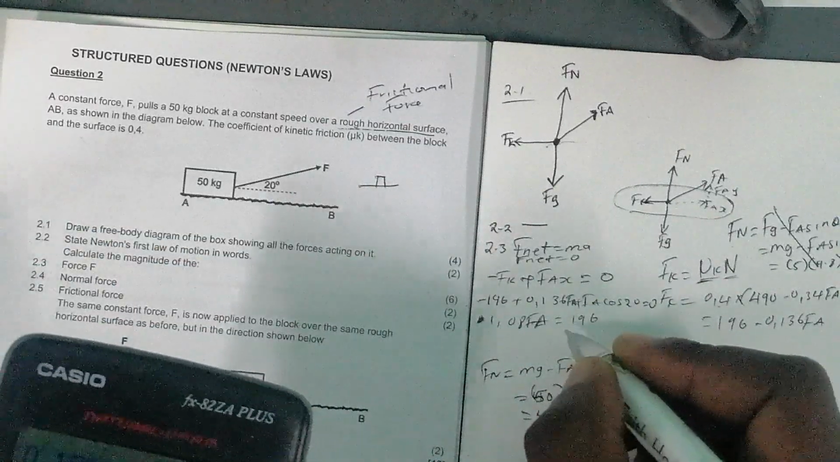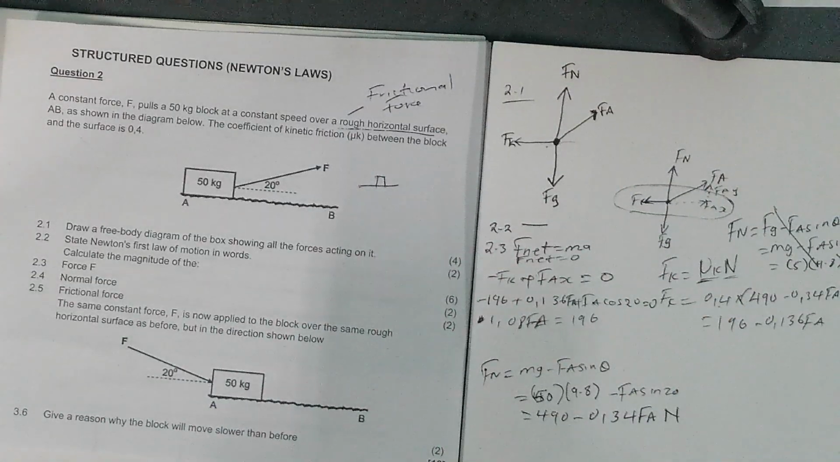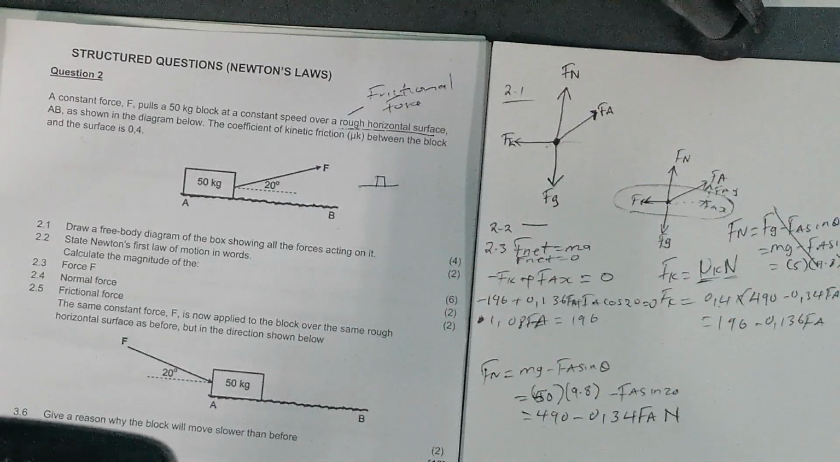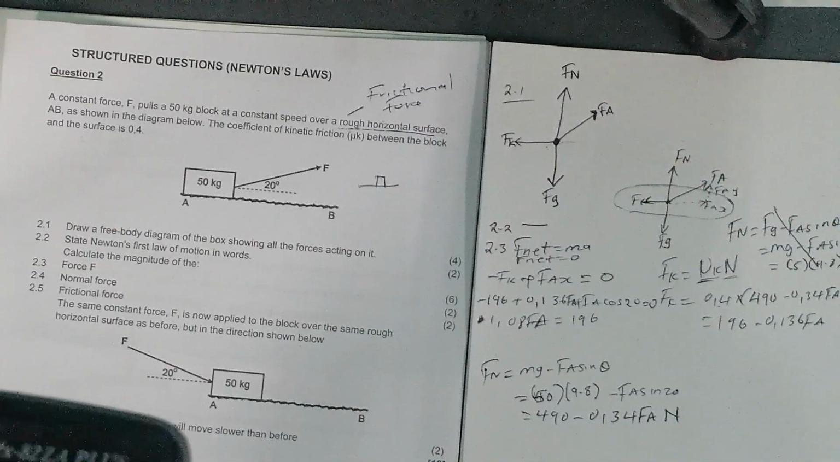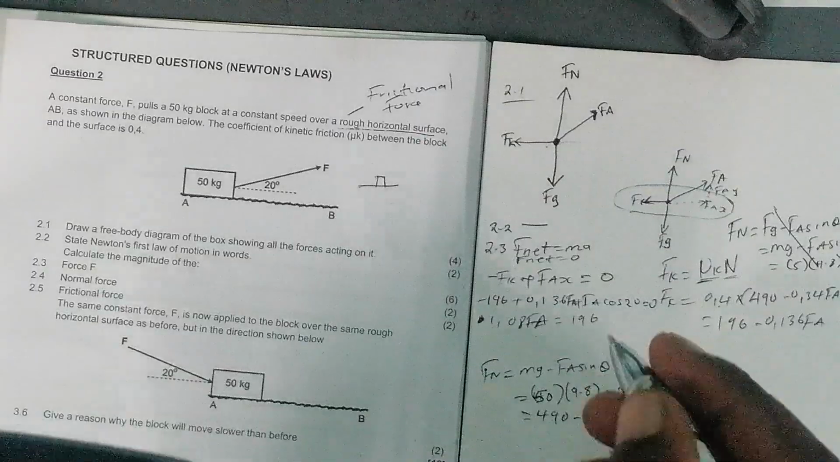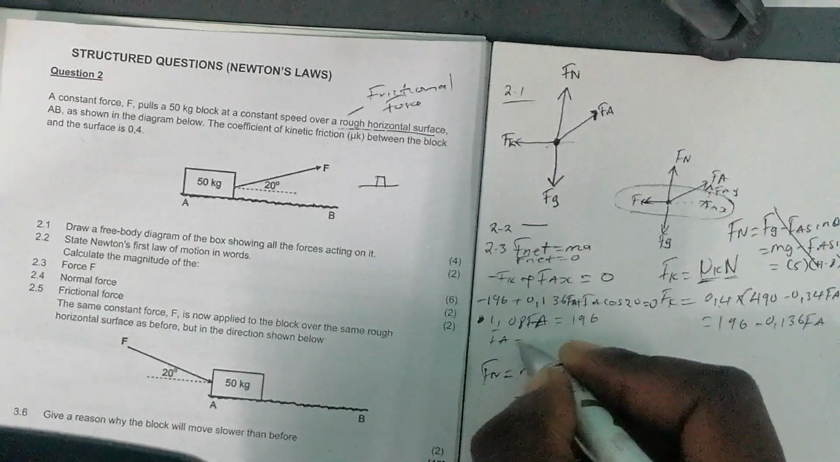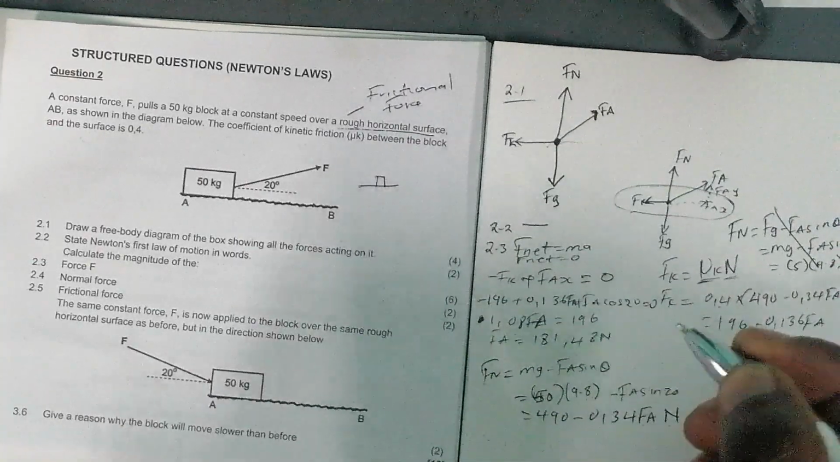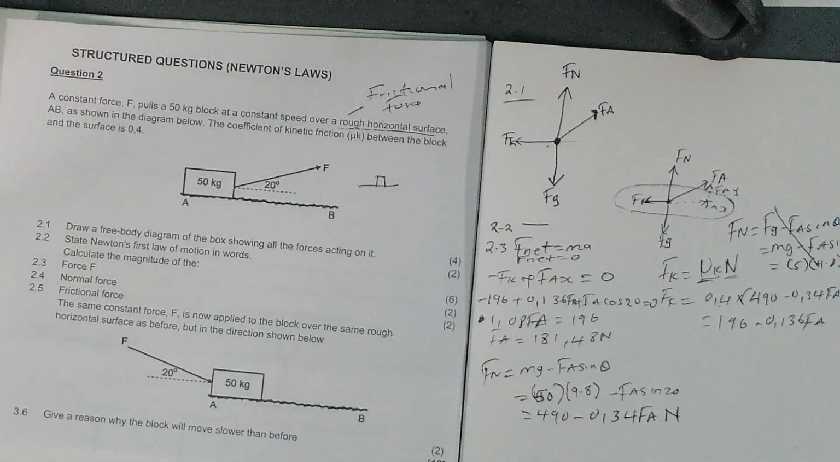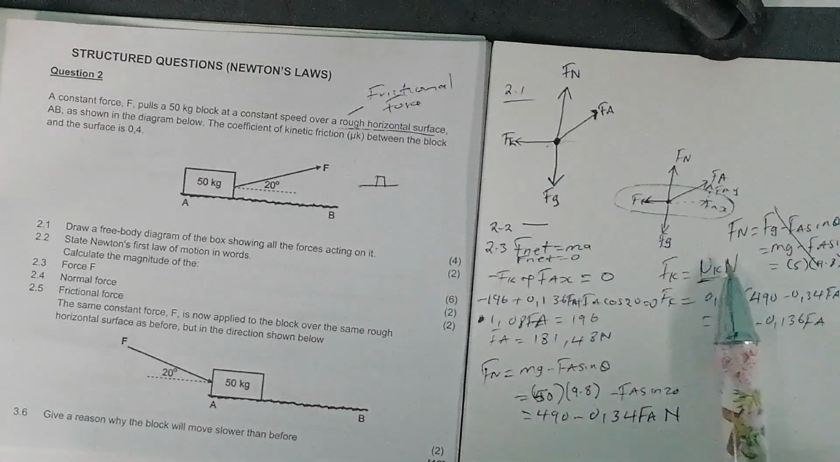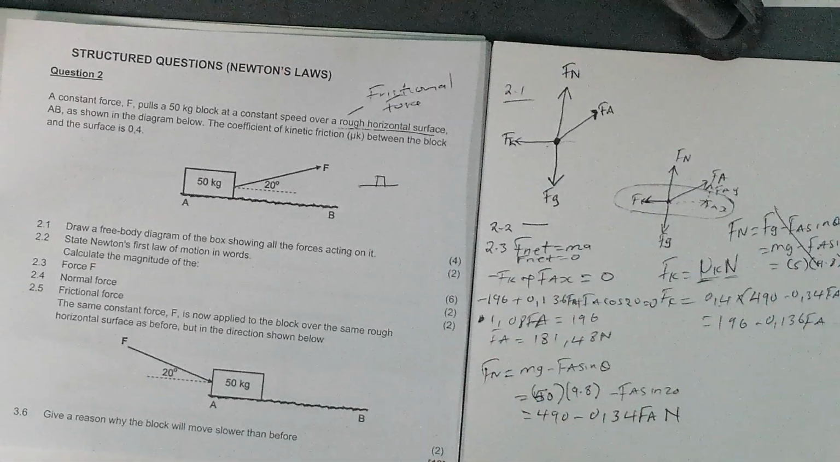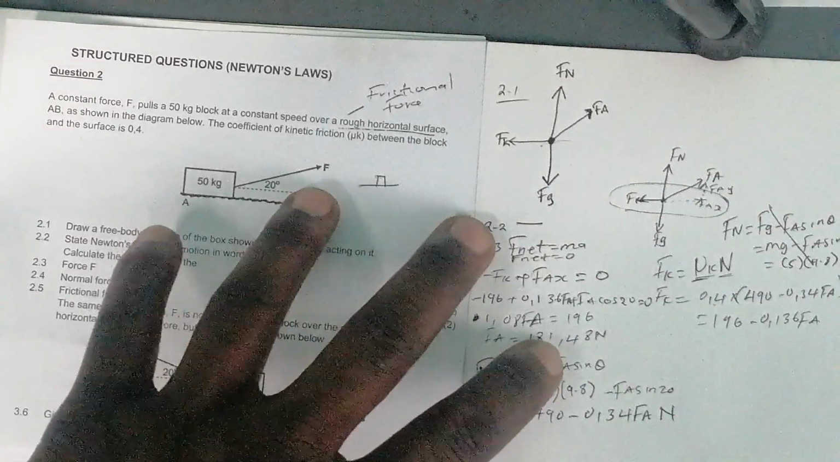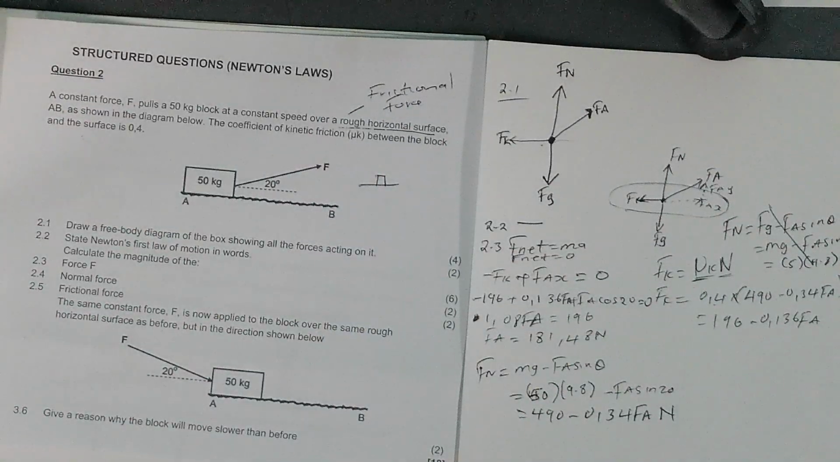196. Then we can divide both sides by 1.08. 196 divided by 1.08. Therefore, we'll have the value of Fa as 181.48 Newton. This is our answer. But you start here, then you come here, you end here. Sorry for the way that I wrote this, but I hope you understand it.